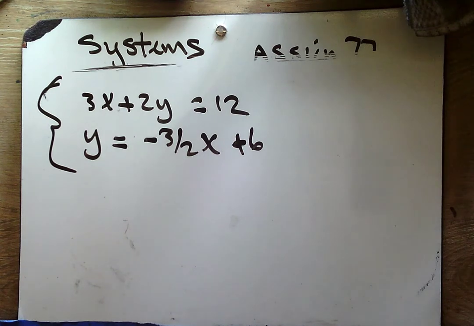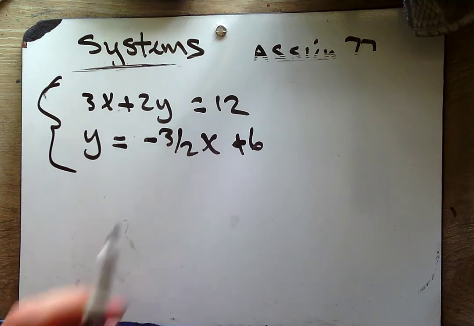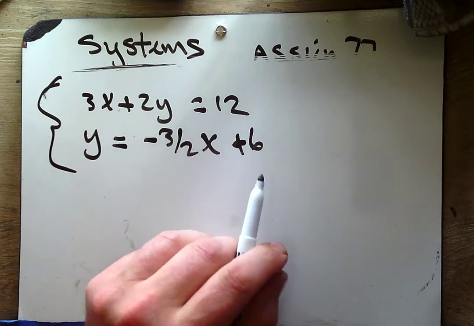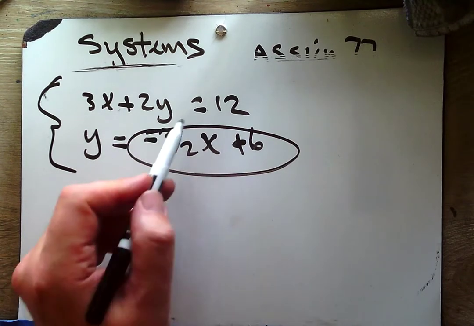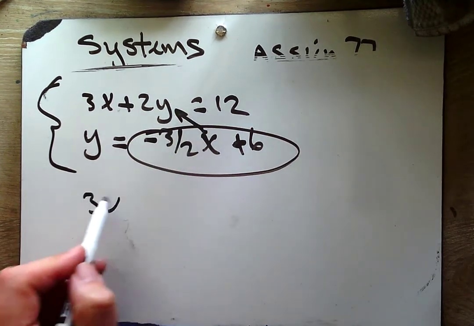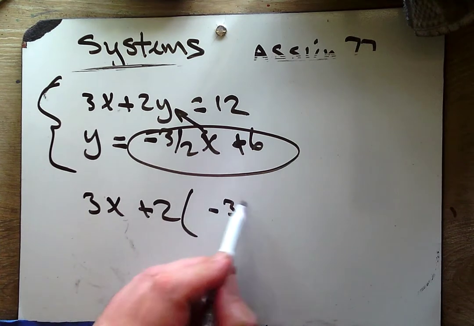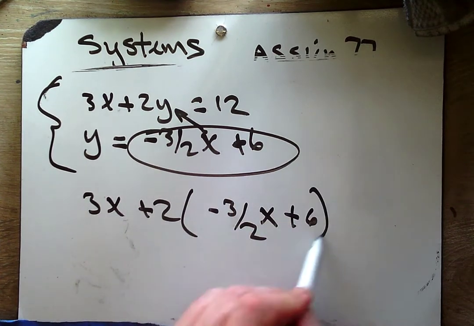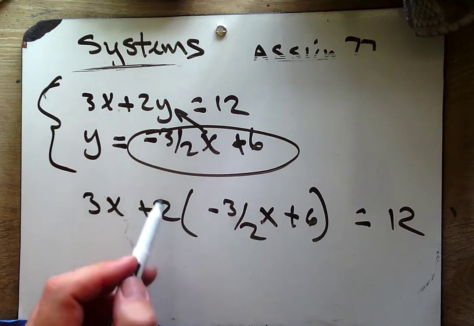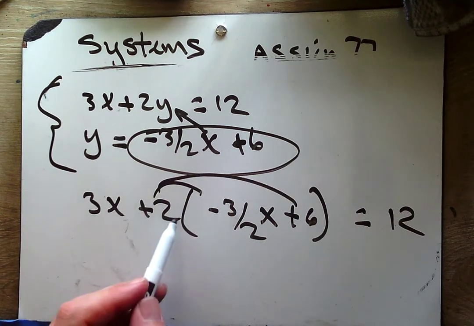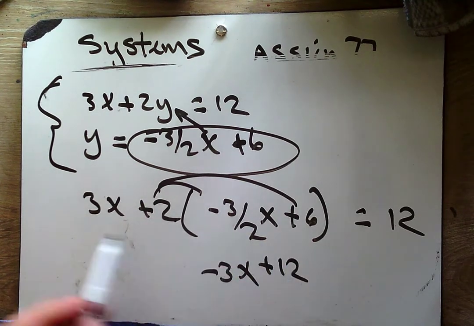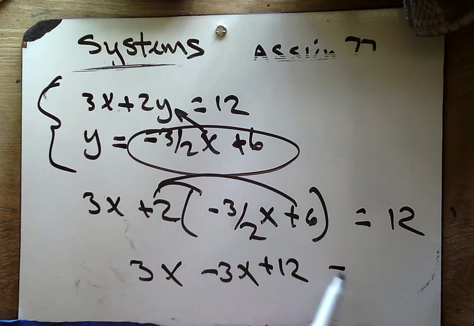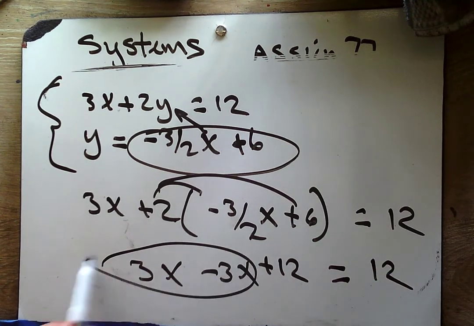Okay, so I really want to be a little more specific this year than you were before. So what I mean is, when I take this and substitute in there, I'm going to have 3x plus 2 times minus 3/2 x plus 6 equals 12. So I distribute. These will cancel, leaving me minus 3x plus 12. Here I have that plus 3x and equals 12. Well, these cancel, and 12 does equal 12.